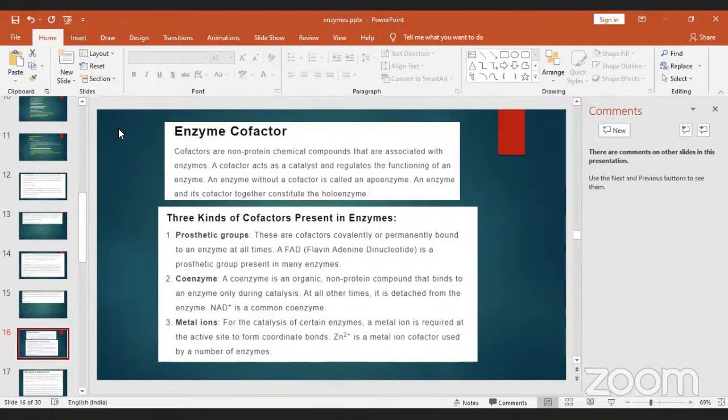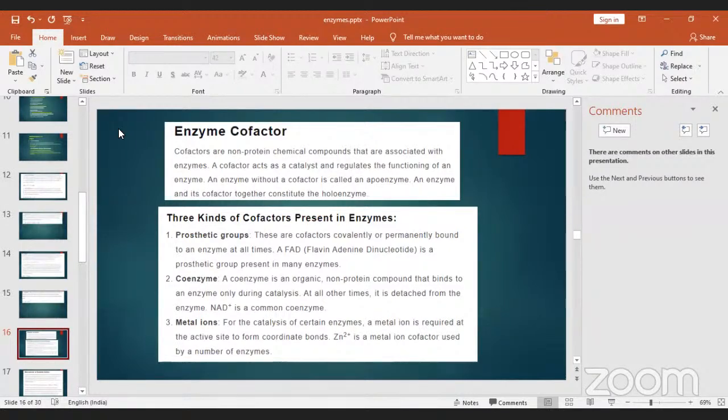And third one, metal ions. Metal ions are nothing but inorganic ions, like zinc, magnesium. In some enzymes having metal ions, such enzymes are called metalloenzymes.